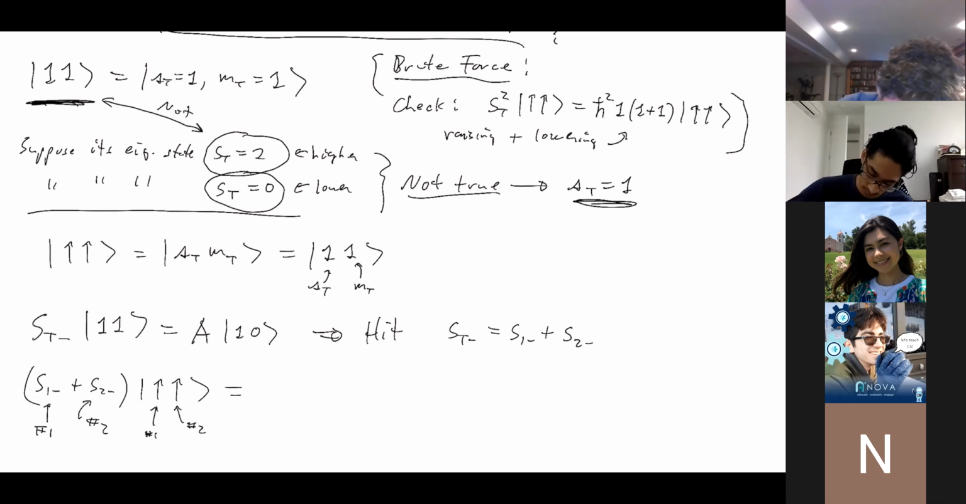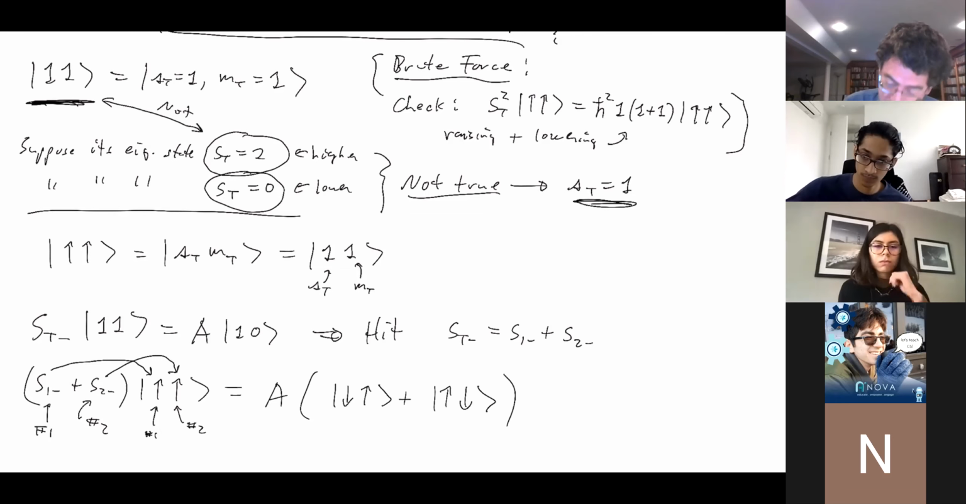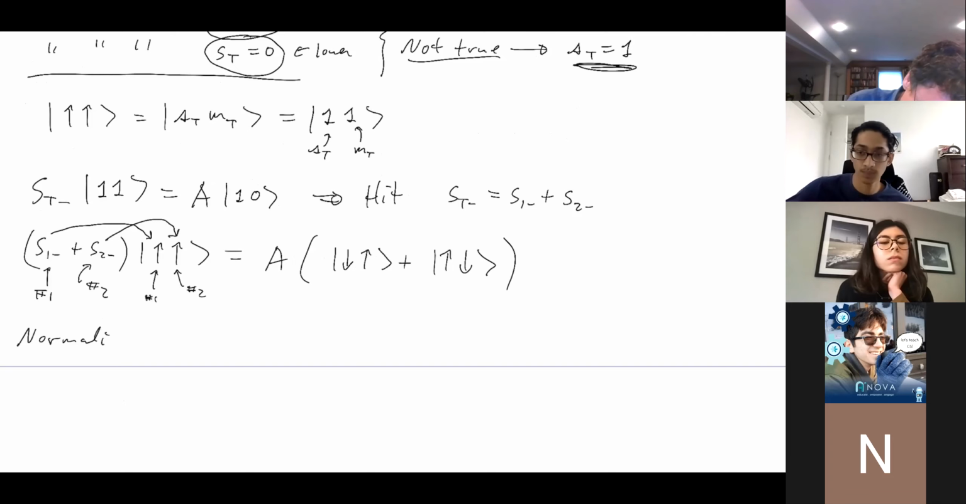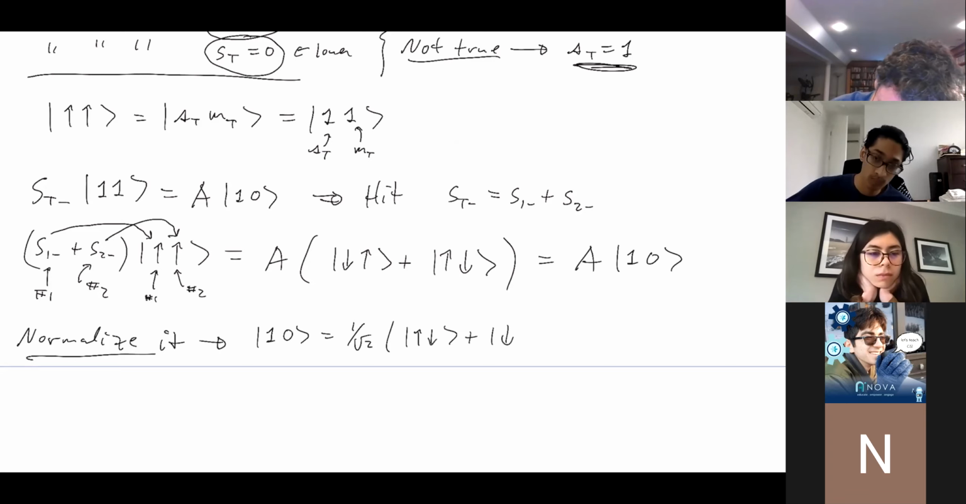And when you do it, you see that this one is going to act on this guy, and this one is going to act on this guy. And so you're going to get some constant times down, up, plus up, down, when you hit them with the lowering operators. And then if we normalize it correctly, because we know that this has to be some constant times |1,0⟩, what we're going to get is |1,0⟩ is equal to 1 over square root of 2 times up, down, plus down, up.